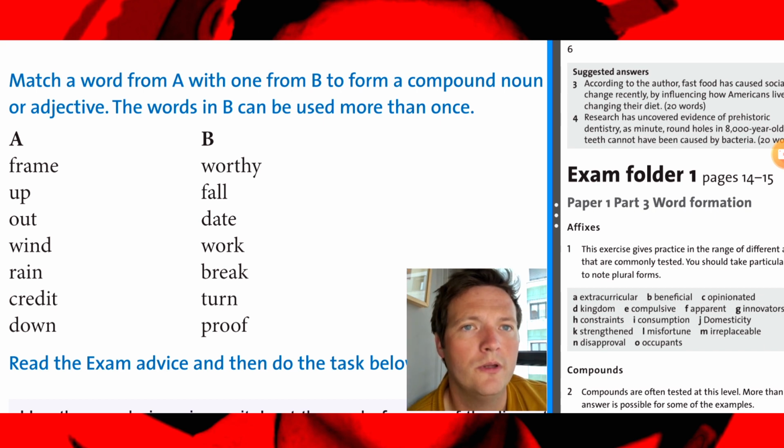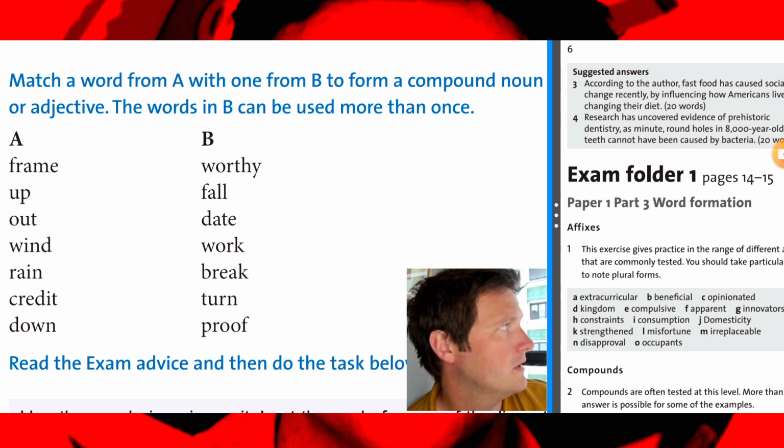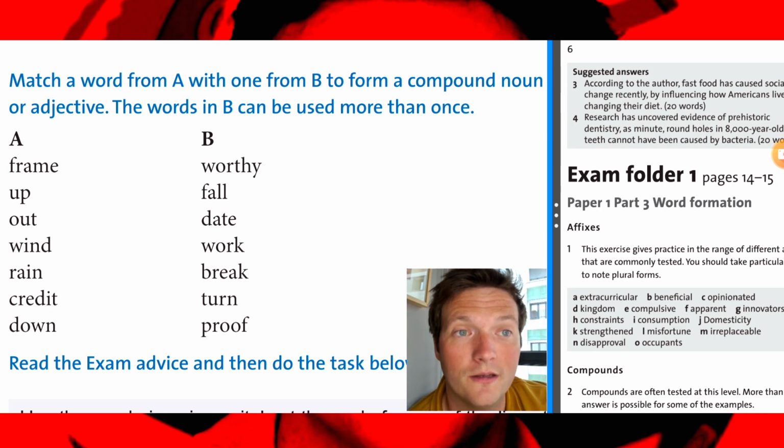Rain, worthy. Rainfall is the amount of rain that falls. Is the rainfall. Rain date, rainbreak. Rainbreak, yeah, I think we said a rainbreak. That all goes in one word though. It's a break for the rain, and you know, in a game of cricket, and in tennis you have to have rain breaks sometimes. They cover the pitch with plastic. Rain turn, rainproof, definitely a rainproof jacket.